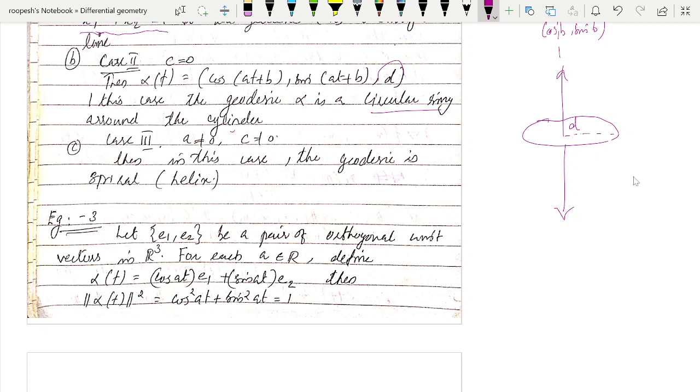Now we are having the second example. Let e1, e2 be a pair of orthogonal unit vectors. So what is the meaning of that? e1 dot e2 equal to 0. So orthogonal unit vectors, the norm of e1 equal to norm of e2 is equal to 1. Okay. Unit vectors in R3. For each a belongs to R, we want to define alpha of t equal to cos at e1 plus sin at e2. Then norm of alpha of t square, what you will get? It should be cos square at plus sin square at, that's equal to 1.